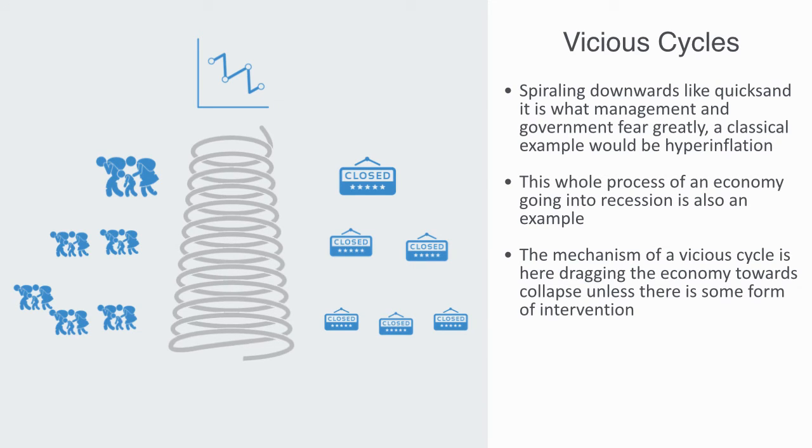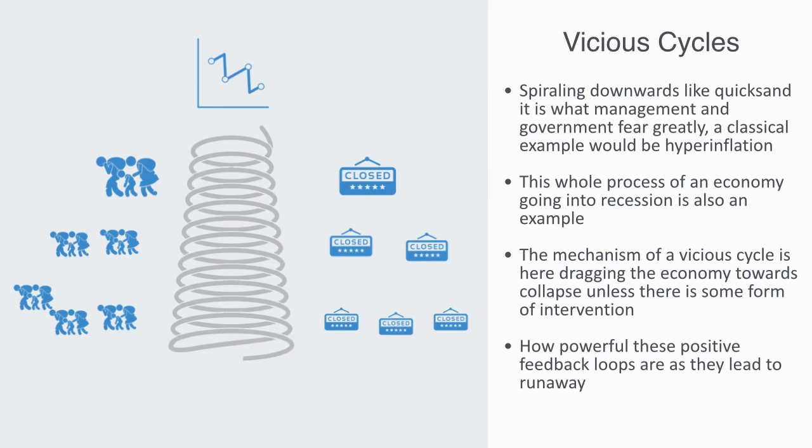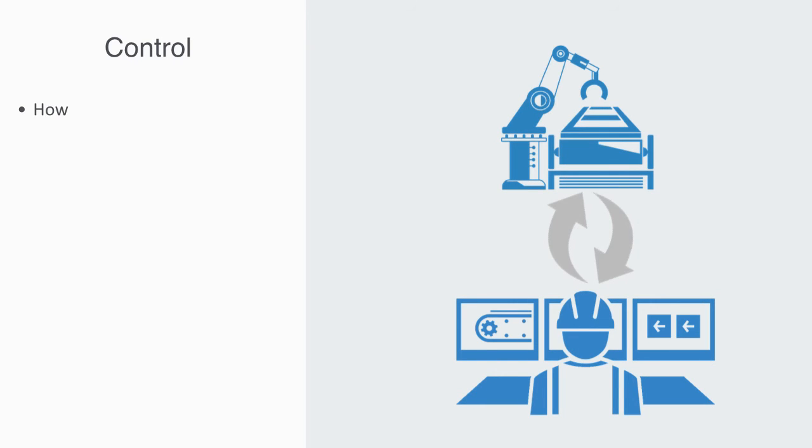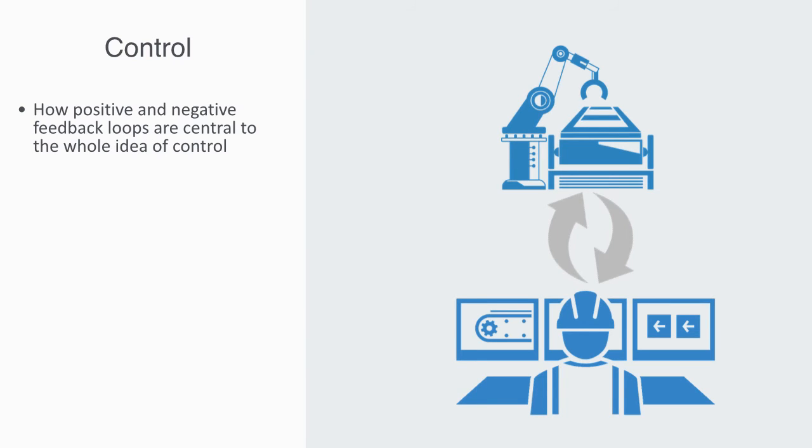From these examples, we should be able to see how powerful these positive feedback loops are, as they lead to runaway effects that are very difficult to break. Once put into motion, they often drive the system into a whole new regime and environmental state. These examples should also illustrate how positive and negative feedback loops are central to the whole idea of control. As such, they are foundational to the science of control called cybernetics.